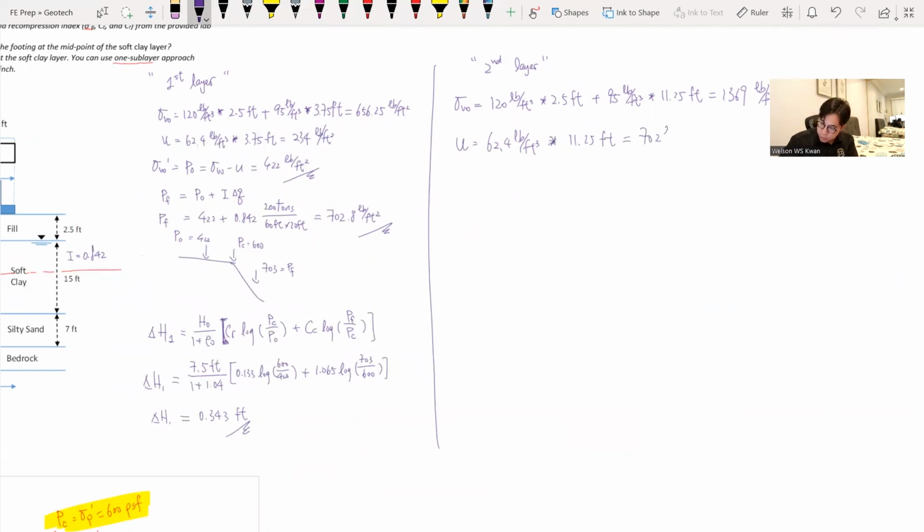$702. And we can find out the effective stress, which is equal to the initial stress in our FE manual again: the total stress minus the water pressure. And we got the number of 667 pounds per feet square.